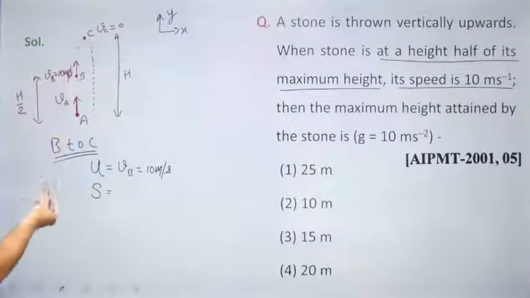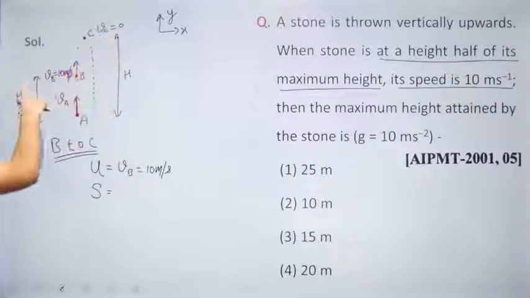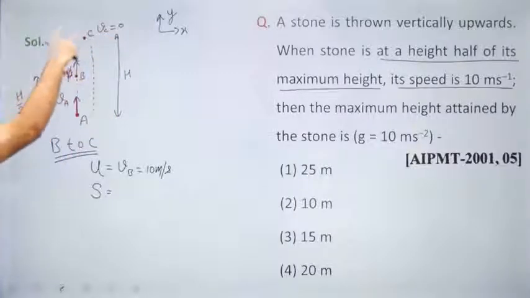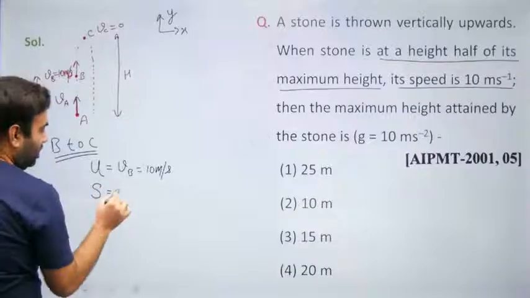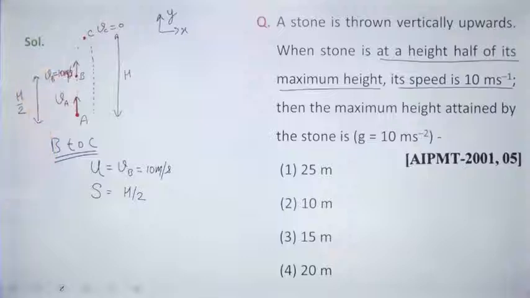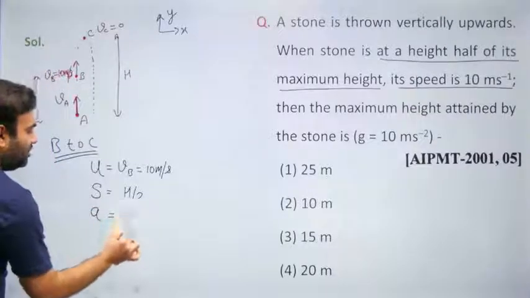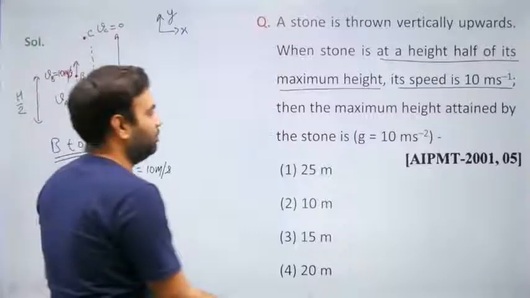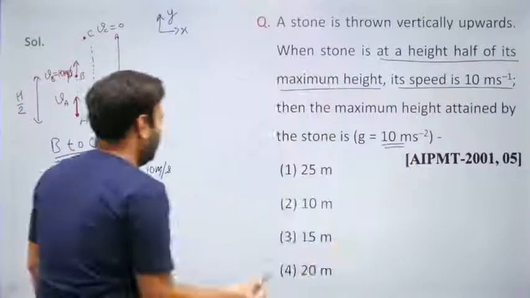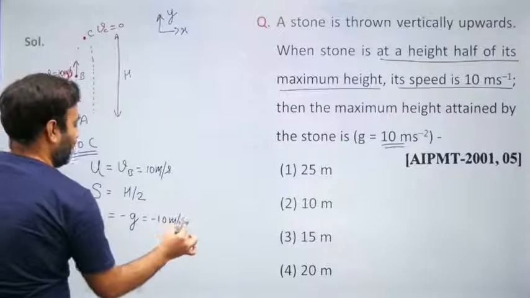See, from B to C, what is the displacement? This is maximum height h, and this is half of the height. So the remaining half of the height is the displacement. That means h by 2 is the displacement from B to C. What is acceleration from B to C? It is minus g. The question says to take the value of g equals 10 meters per second square, so it is minus 10 meters per second square.